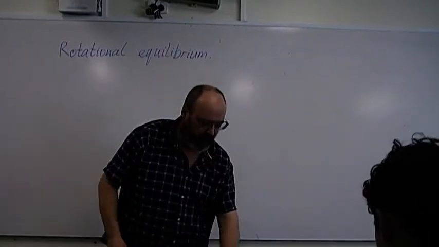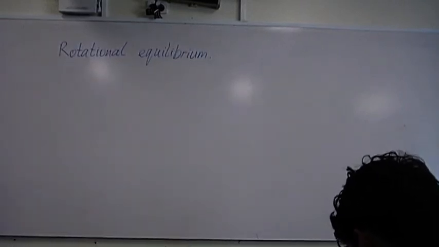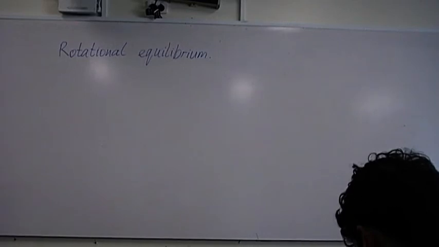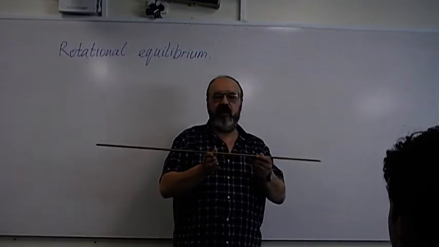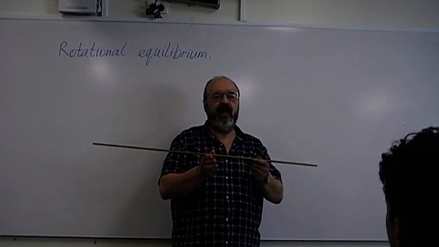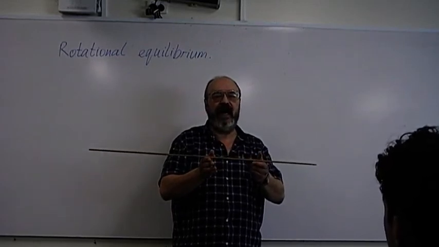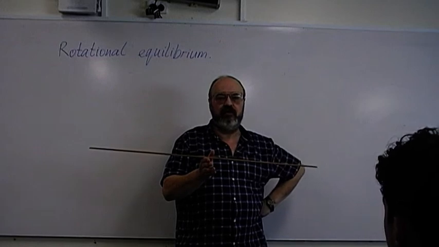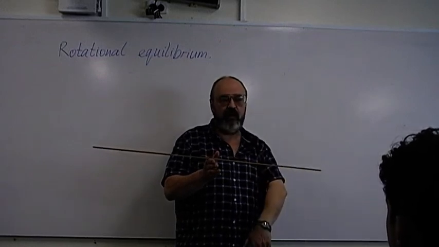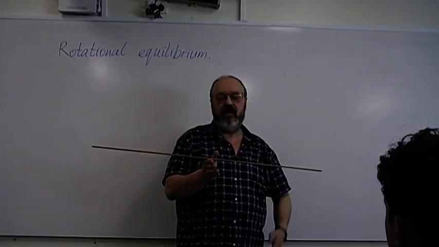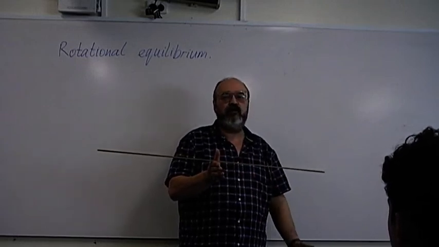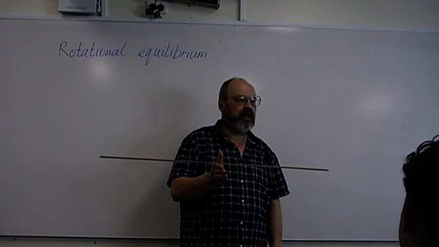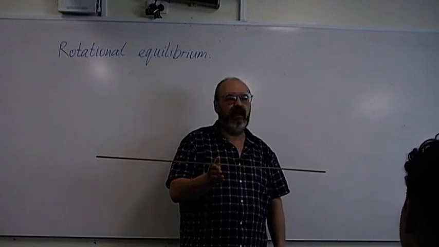Now, let's consider, for example, this ruler. Which forces are acting on this ruler now? Gravity. You have gravity down, and your hand up, the normal reaction from my hand up. Those forces are opposite in direction and equal, so it is in equilibrium.